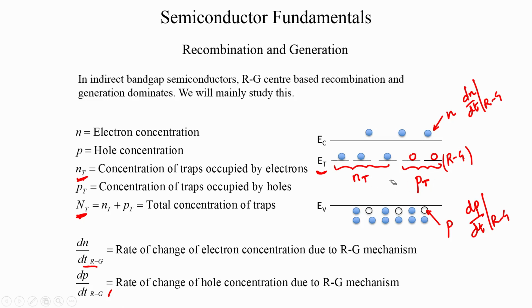Since n t and P t have to sum to capital N t, we have a fixed condition wherein capital N t is a constant, whereas n t and P t are more dynamic. These counts could change with time. For example, if you are not in steady state, these concentrations could change in time, but the sum of these two cannot change with time; capital N t is fixed. So, these are our little definitions, and we will use them to define the dynamics of RG mechanisms.